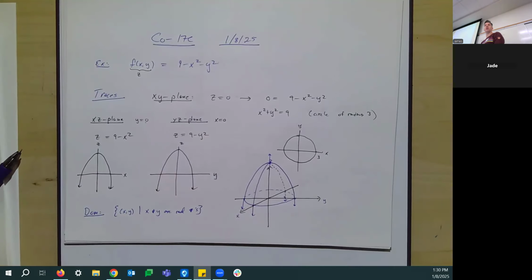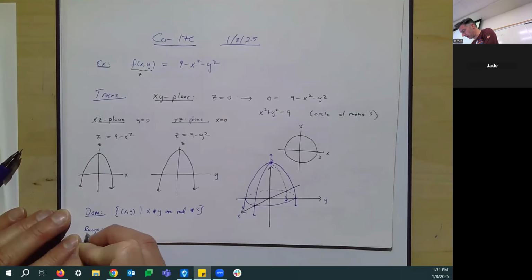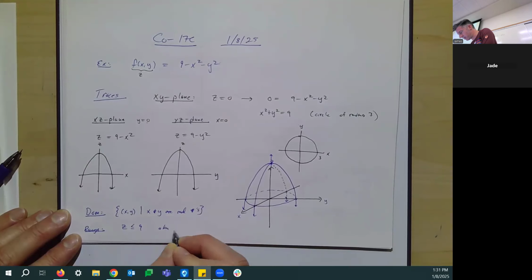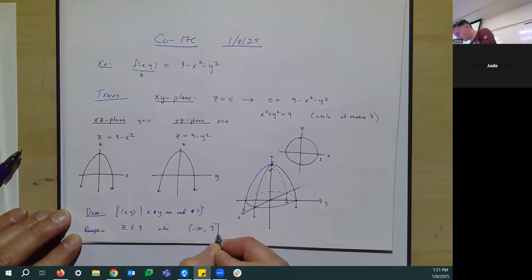The range, on the other hand, is a little more interesting to consider here. The range is the set of all z values, so it actually is an interval notation. The highest z value looks like it's going to be 9, right? You can't get any higher than 9 for z, because if x is 0 and y is 0, z is 9. And if x and y are anything else, the z value, the output value, gets smaller. So our range here is looking like z is less than or equal to 9, aka the interval from negative infinity up to positive 9 inclusive.